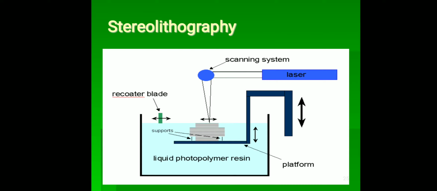just above the first layer. You can see over here, it has one layer, second layer, third layer, fourth layer. So this way, the complete component is manufactured over this platform. And once this component is manufactured, this platform moves downward. So this is the working of the stereolithography machine.